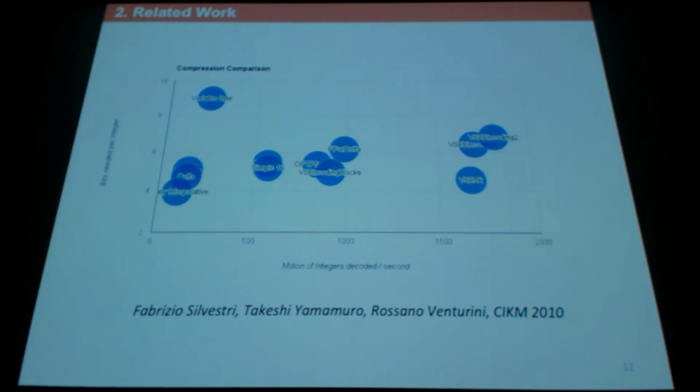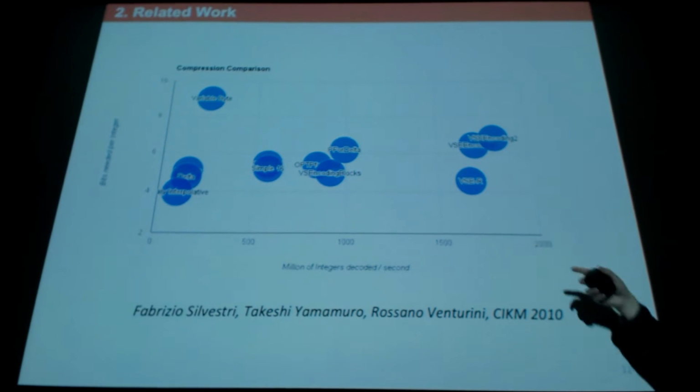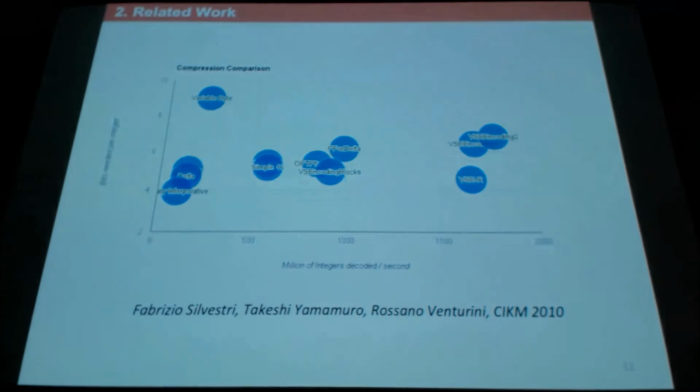And this is a chart of a really kind of new encoding mechanism, and here we have a comparison. On the x-axis, we have the millions of integers decoded per second. This is how fast the compression mechanism is. And the y-axis is how many bits we need, right? So the best encoding mechanism should be around here, in the lower right corner.